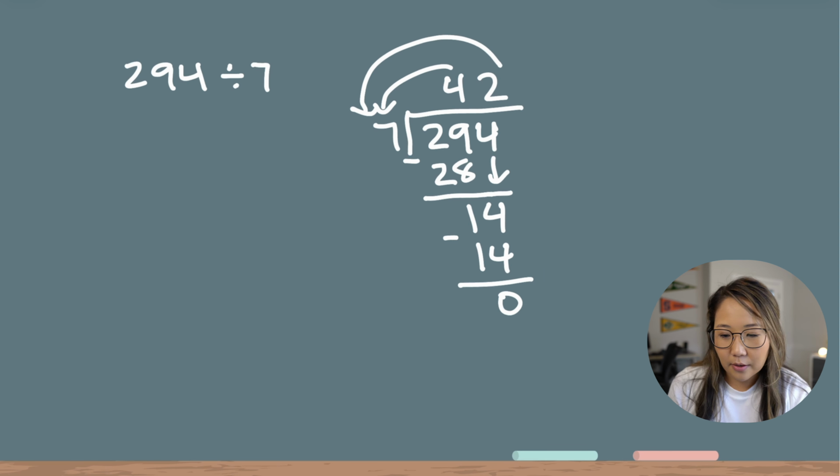Okay, so now let me go ahead and erase this, and then we'll go into our second problem. Our second problem is 953 divided by 4. Okay, so let's go ahead and set up this problem. 953 goes under your division bar, and then 4, which is your divisor, will go in the front.